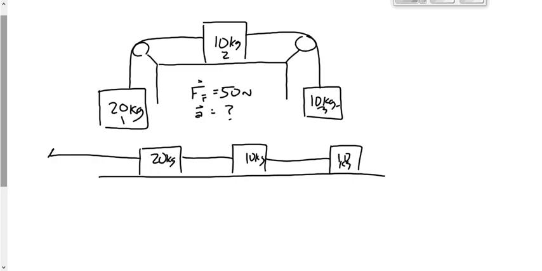So I'm going to call this FG2. Sorry, FG1, I should say. The force of gravity acting on object number 1. It's really acting downwards, but I've got it drawn to the left in this diagram.